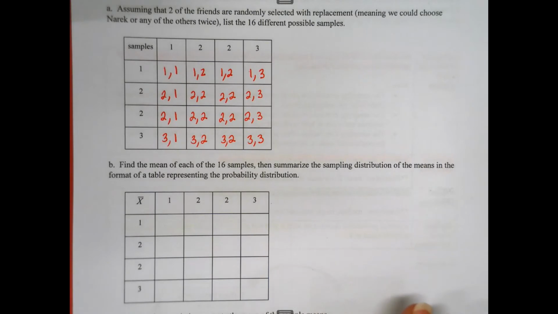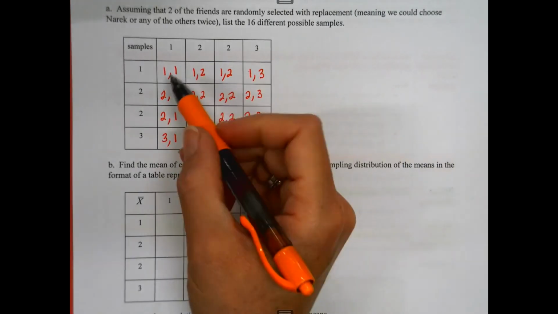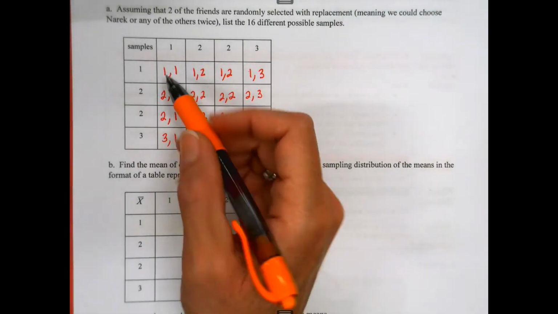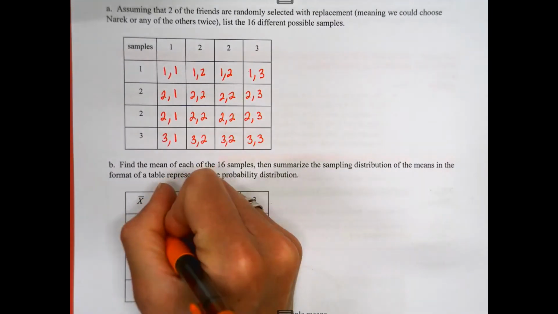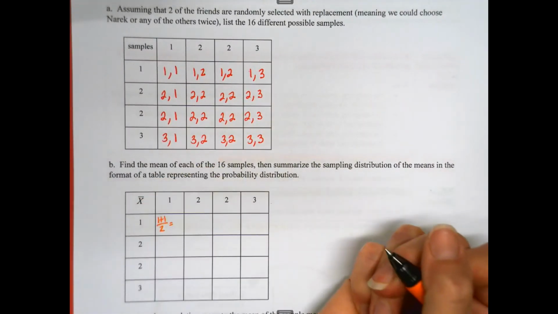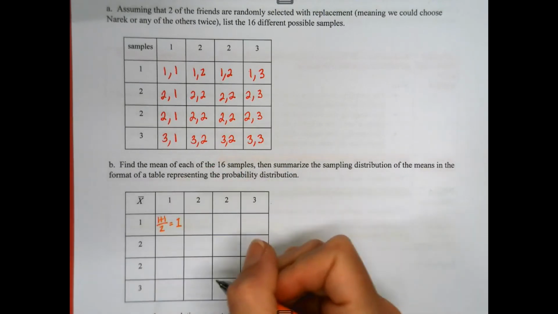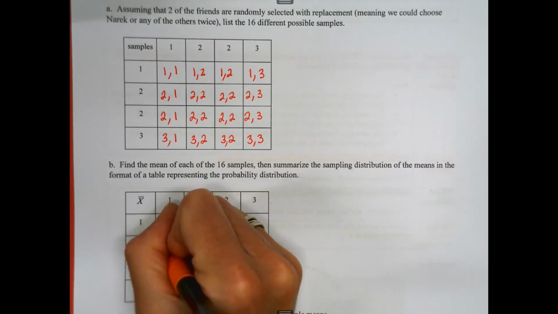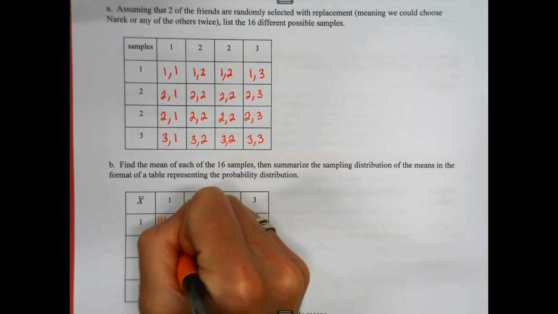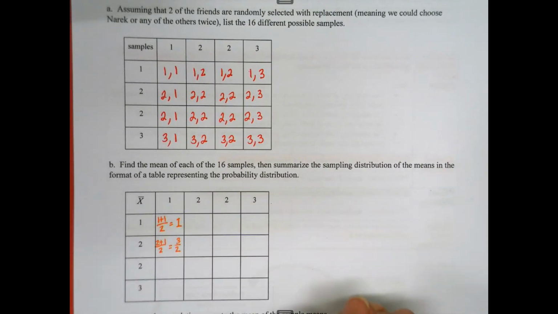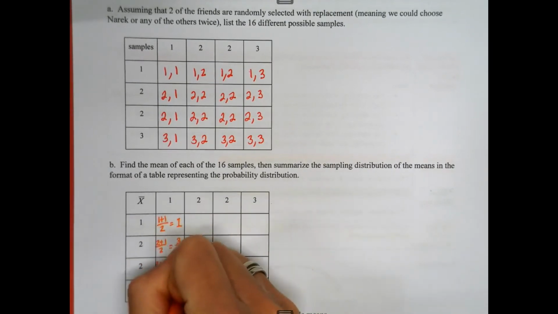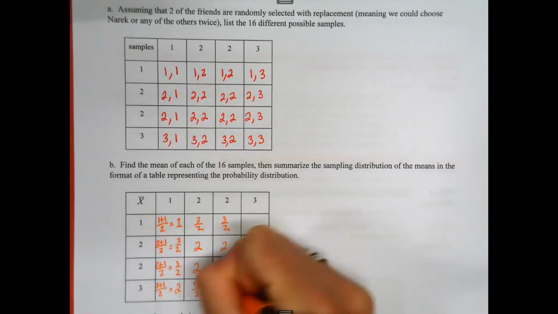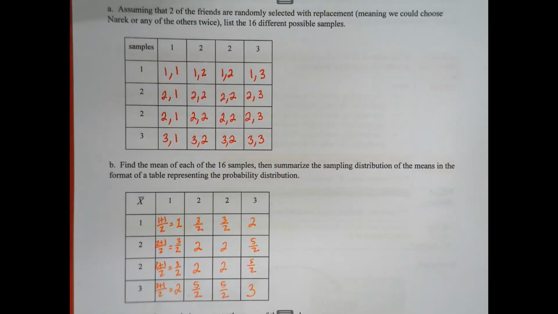Then it says, okay, now can you find the mean of each of these samples? So to find the mean of these 2, we're going to add them together. 1 plus 1 divided by 2, we end up with 1. And then 2 plus 1 divided by 2 gives us 3/2, and so on. And those are the means of all of the different 16 samples.